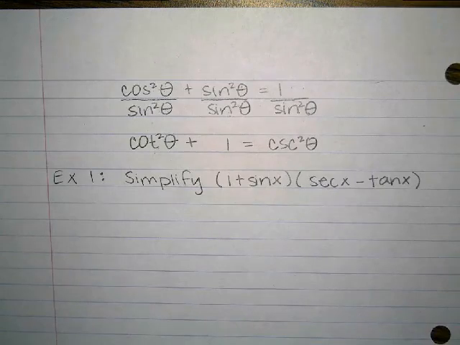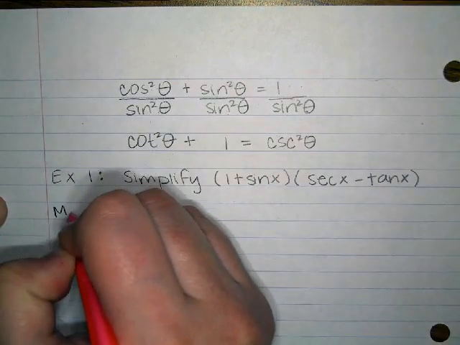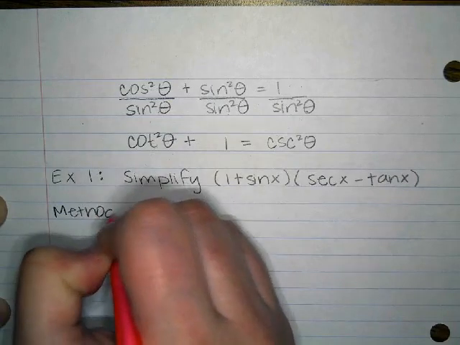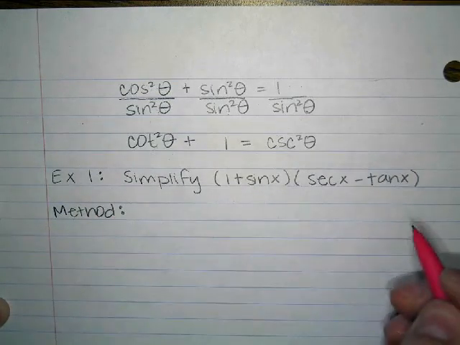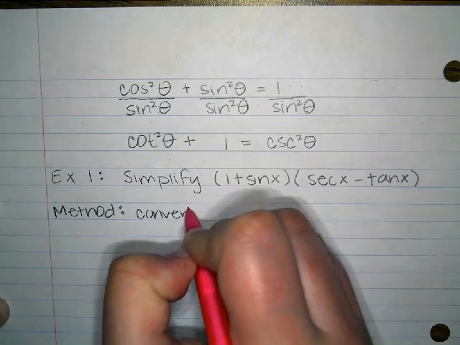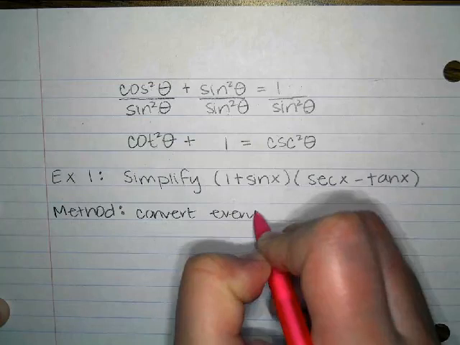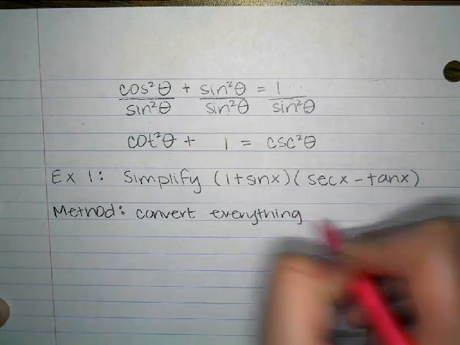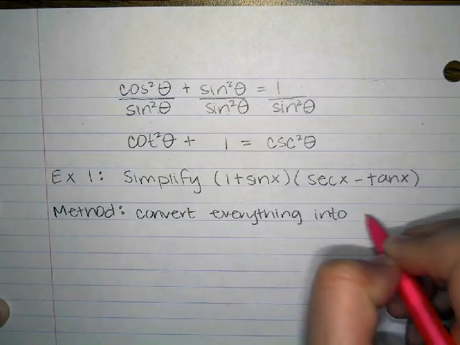Okay? And when we simplify, there's a method that we're going to use to do this problem, and this method doesn't work for every problem, but it is a method that often works. So it doesn't work every time, but it is a good method to try. And the method is to convert everything into sine and cosine. That's the method.